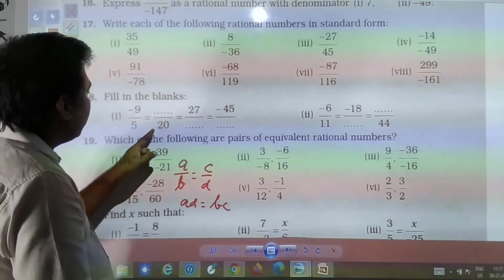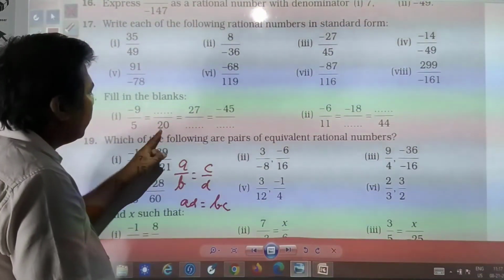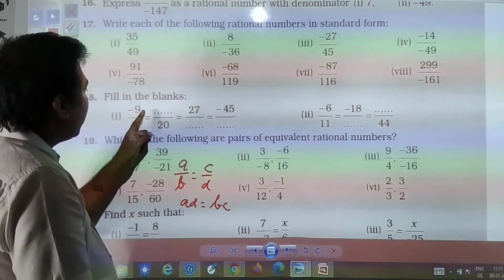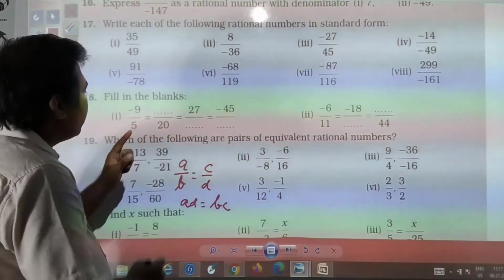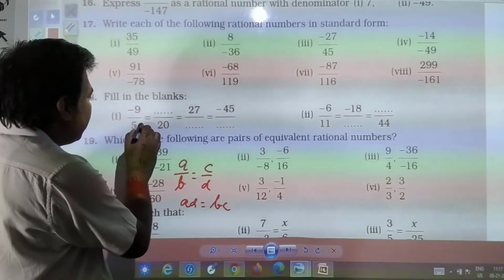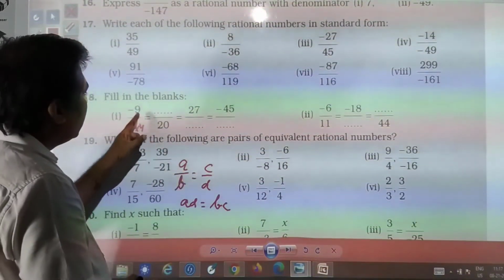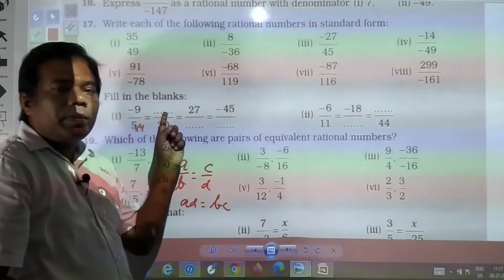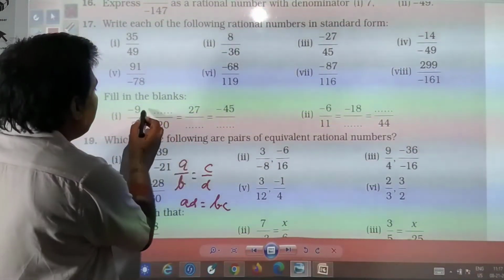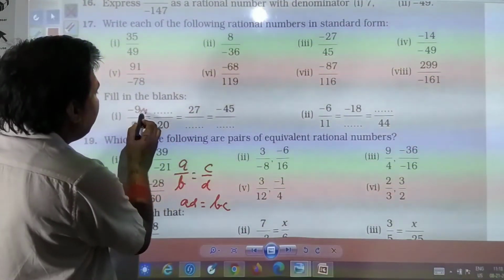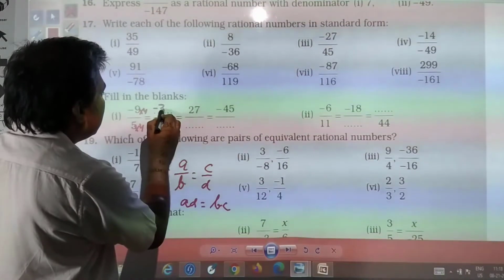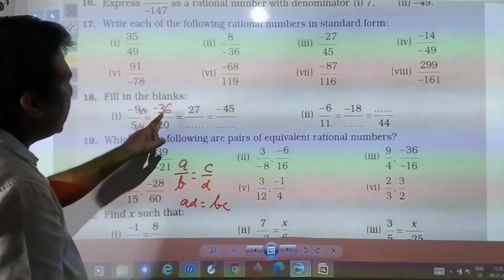So here you see, if you are dividing 20 by 5, we will get 4. So by 4 means 5 has been multiplied by 4, so that you have got 20. So 9 is also required to be multiplied by 4. So you will get what? 9 fours are 36. So this will be your answer, minus 36.